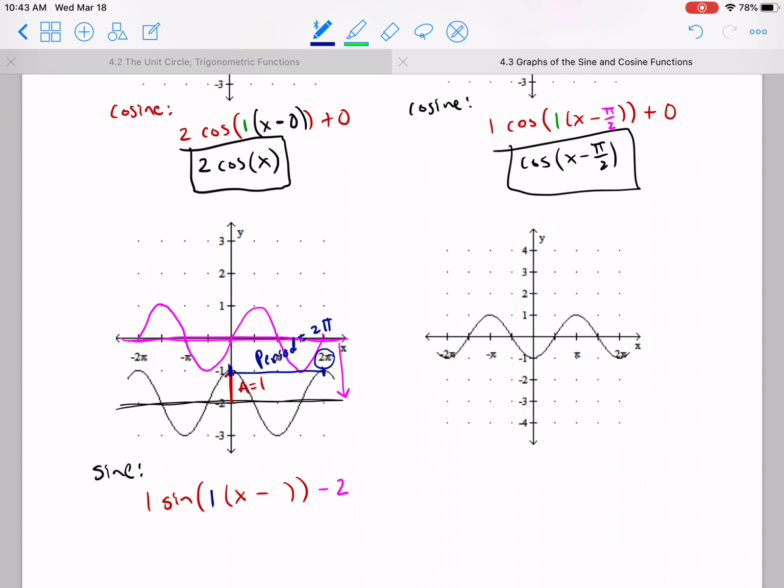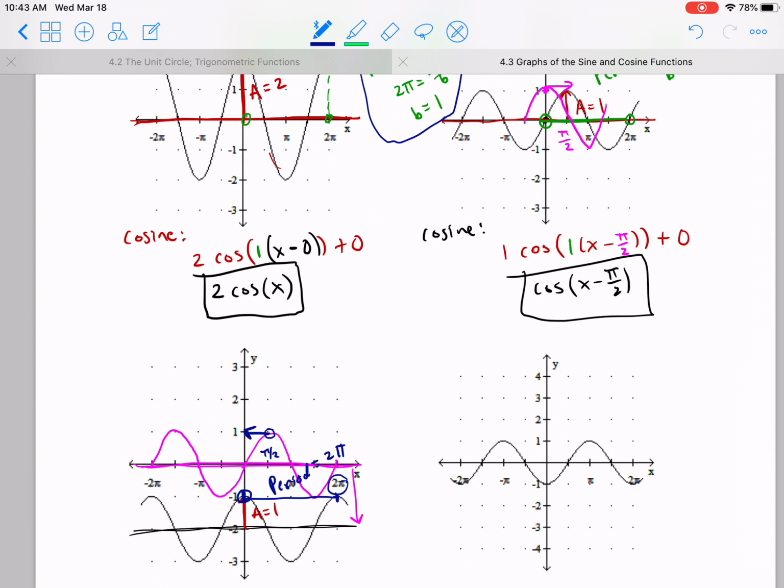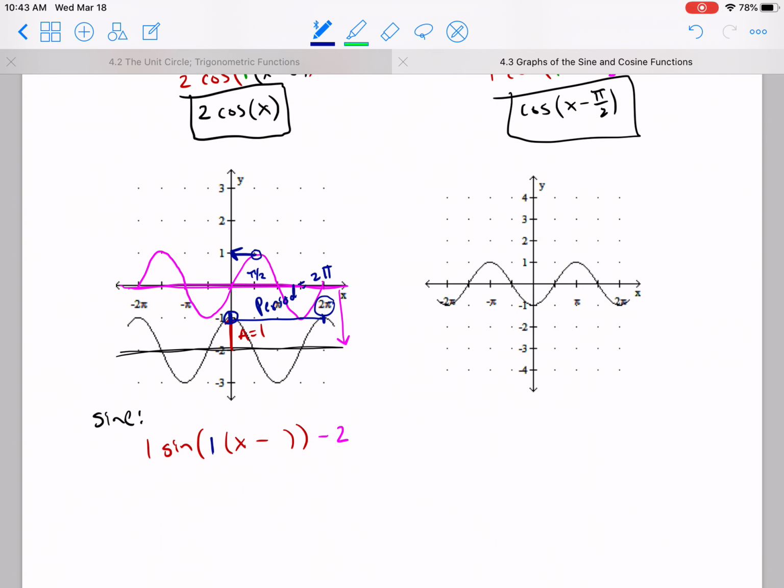Next, I need to look for any horizontal shifts. If you notice, this peak is over here, whereas the peak up there is shifted over to the side comparatively. That means we had to actually shift this peak back. This is a pi over 2 location, so we've shifted it backwards. We shifted it left pi over 2, which means we need a plus pi over 2 right there. And once we've done that, that's it. And we can write sine of x plus pi over 2 minus 2. Okay? And there's that one in sine.